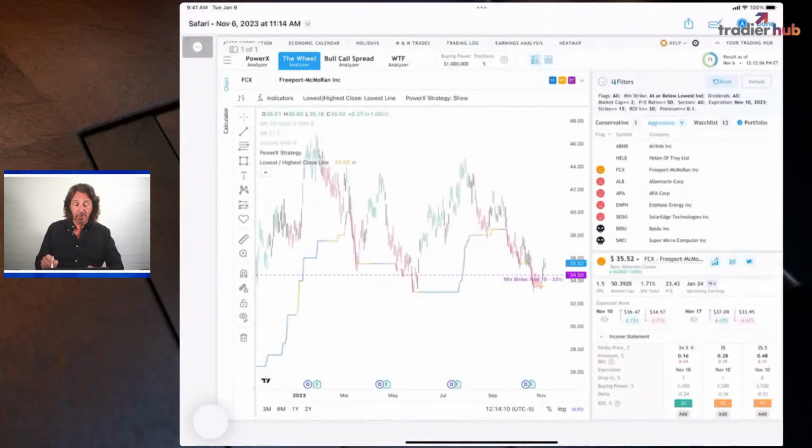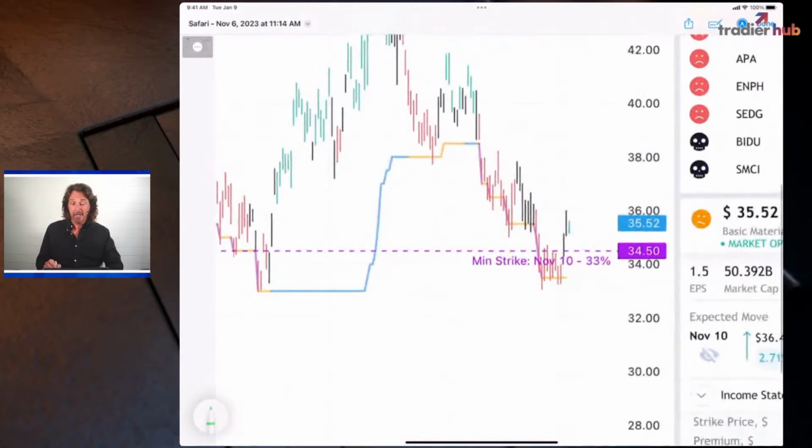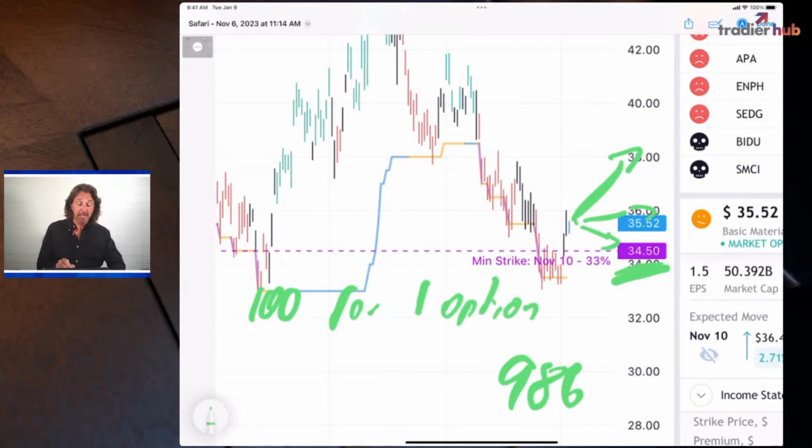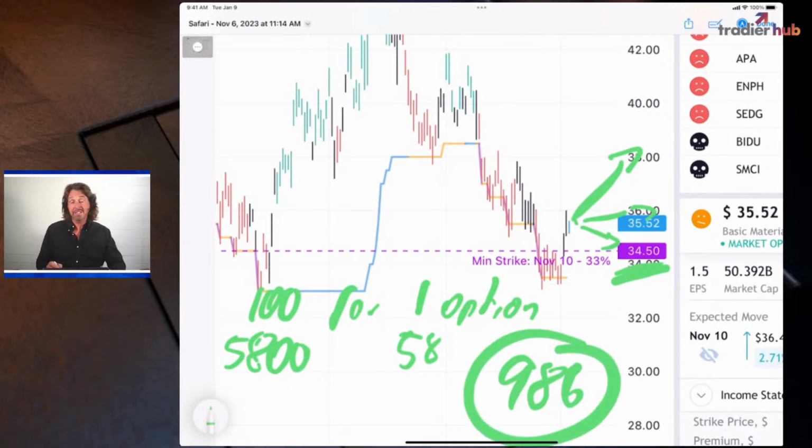And so here is what would happen if we did this. Coming back onto the chart, if by Friday, so within the next 4 days, we either go up, sideways, or towards 34.50, we don't have to worry. We just keep the $986 in premium and we're good to go. However, if we drop by Friday below 34.50, we get assigned, and now I have to buy 100 shares for each option that I'm selling. Since I'm planning to sell 58, this would be 5,800 shares. The premium I'm keeping regardless, and I would then be a proud owner of FCX shares at 34.50.